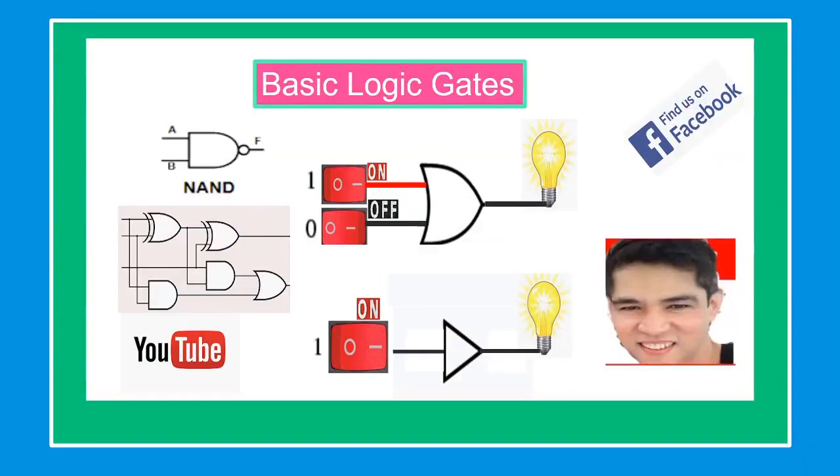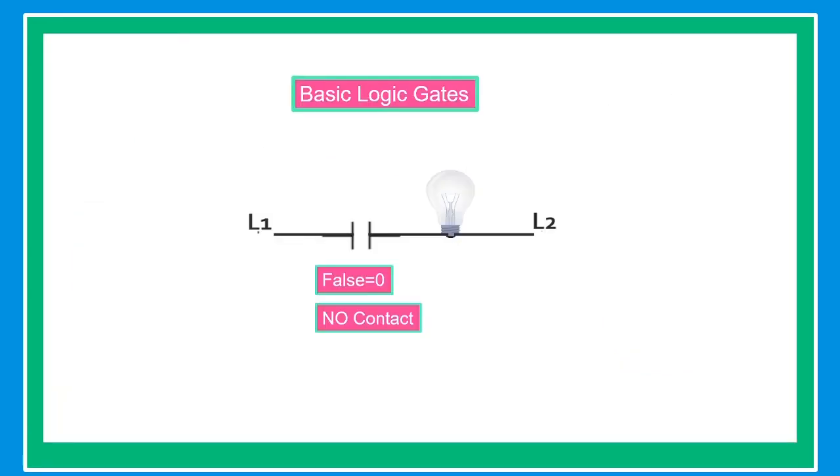Gates are the basic building block of any digital system. Boolean logic is represented by two states, true or false, or 1 or 0. Before we go on with our discussion, let's first discuss the normally open and normally closed contact.